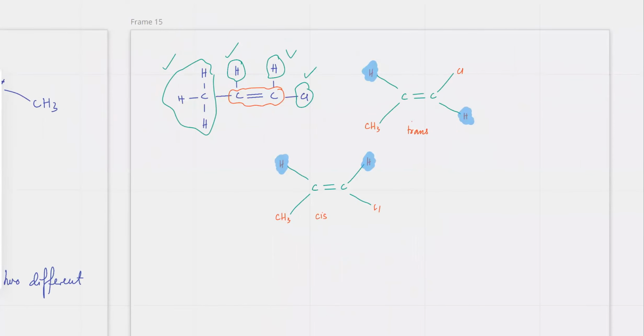Sir, I have a question. Yes. What if all of the groups bonded are different? How will we know? Then you wouldn't be able to know which one is cis and which one is trans.